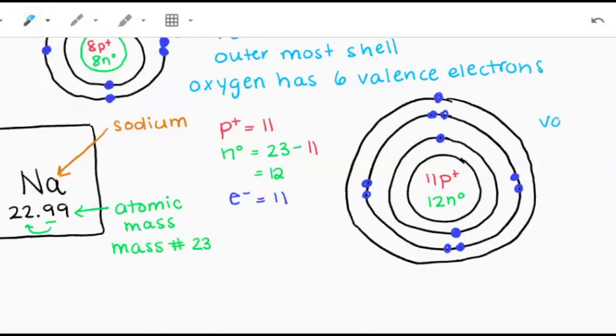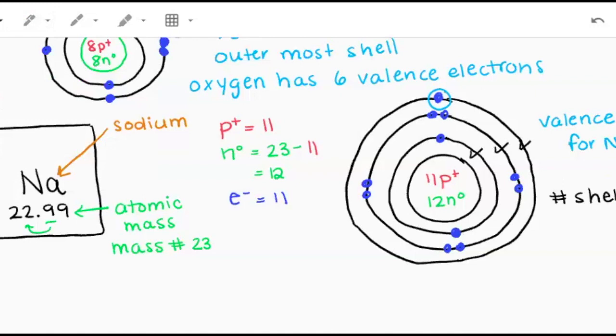So then how many valence electrons here? Yes, only one. So this one electron is the electron in the outer shell, the last shell. So there's one valence electron. How many shells or orbits for sodium? Like how many total circles had electrons on them? 3. So 1, 2, and 3.